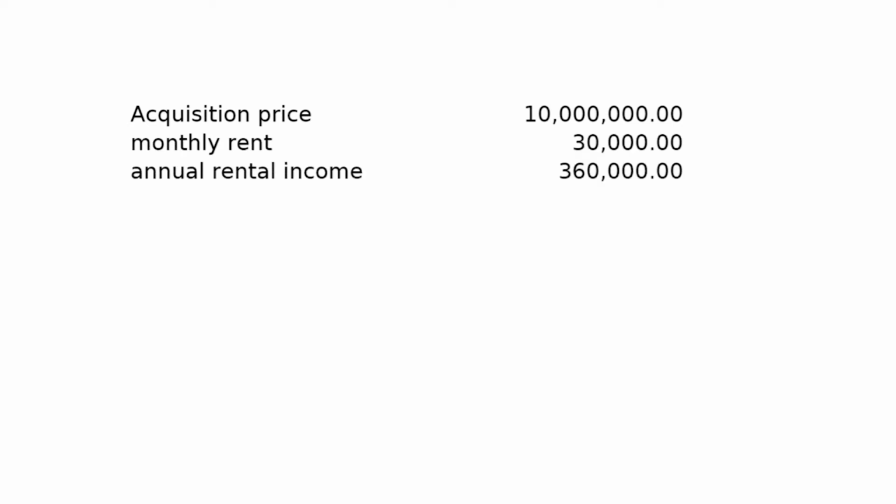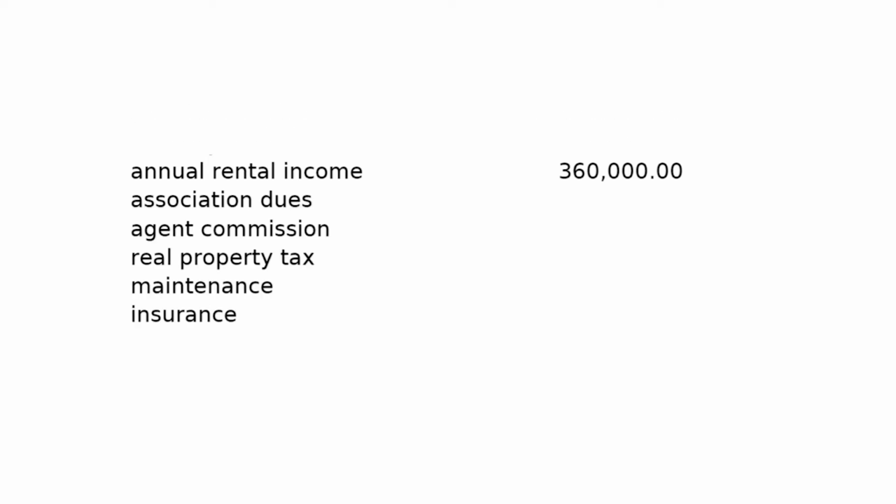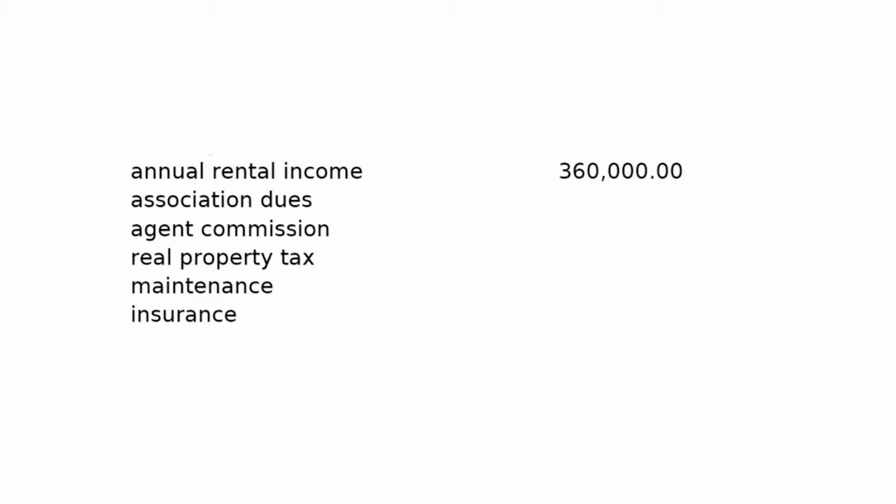Going back to our previous example, let's say it's a 10 million property. That's the acquisition cost, and your monthly rental is 30,000. That's 360,000 gross rental income. Now you have to deduct the expenses. Let's assume the following expenses for this particular example. Let's say it's 36,000 for the association dues, another 30,000 for the 1-month agent's commission, 25,000 for the real estate property taxes that's paid annually.